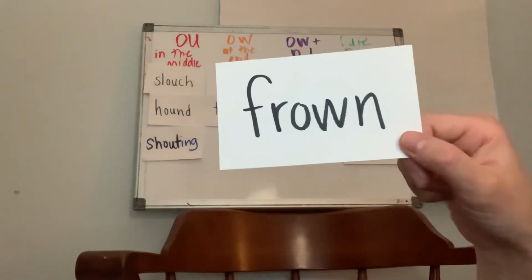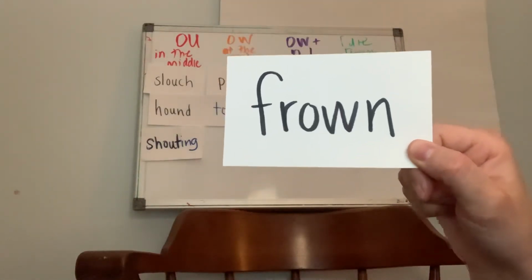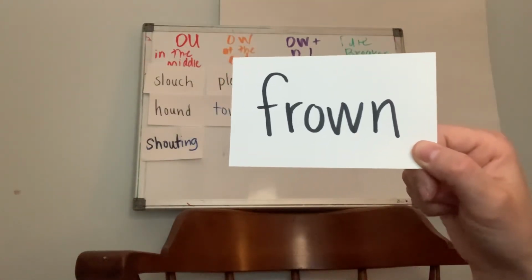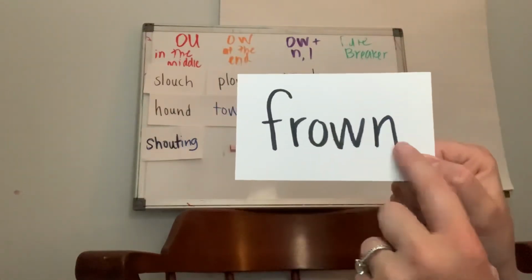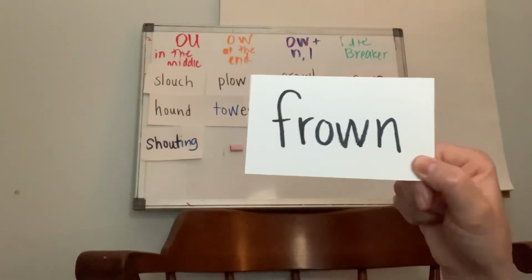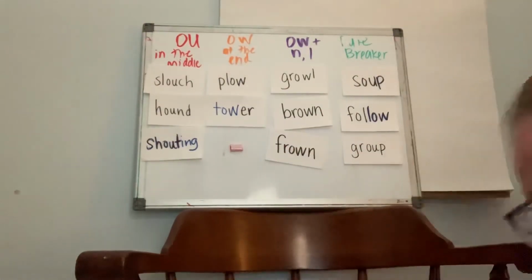Last one. Frown. Okay. I hear the ow sound. It's in the middle of a word, but it's okay. It's spelled with an OW because the next letter is a single N. Perfect. Okay. Oh, wait, I found one more word.